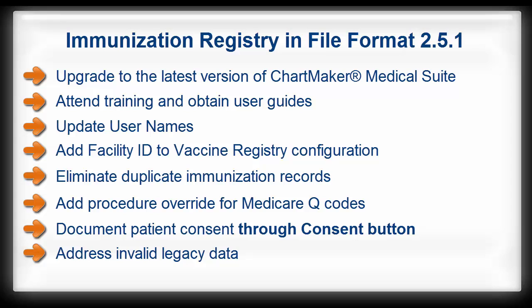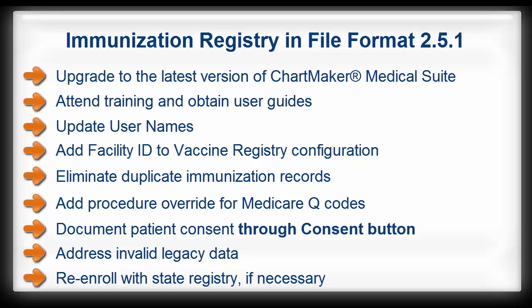If you do not address the invalid data, you will most likely receive error reports from your registry after you upload the file. If you are already sending data to your registry in format 2.3, please contact your registry representative to see if you need to re-enroll prior to sending 2.5.1 data. We know for sure that in certain instances, like with NJIIS, you do need to re-enroll first.